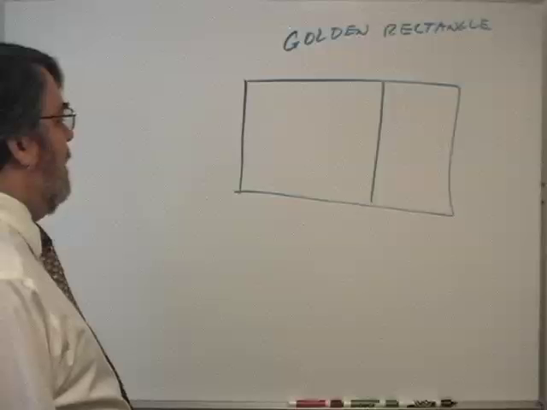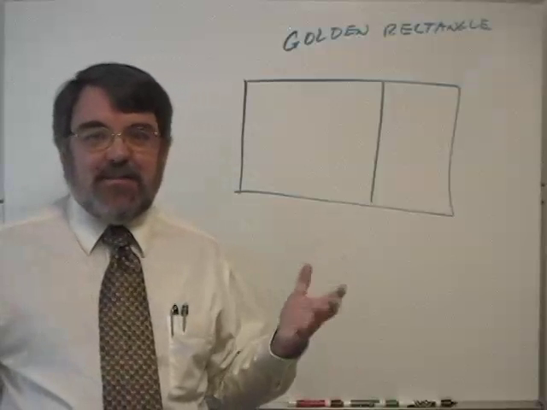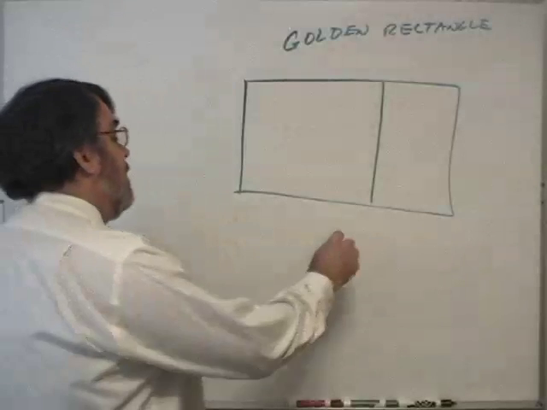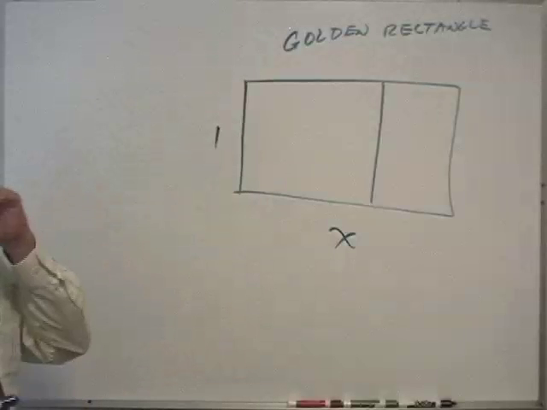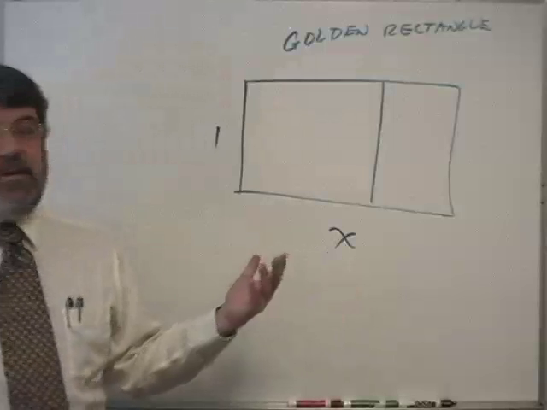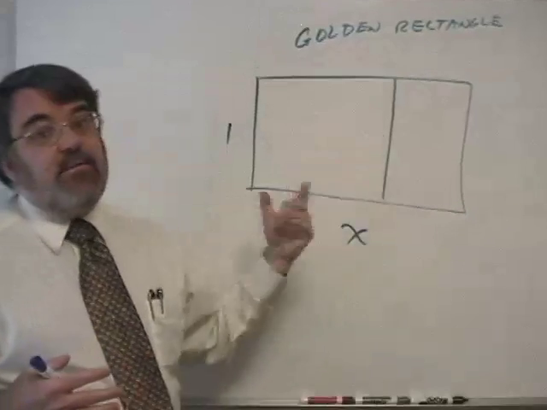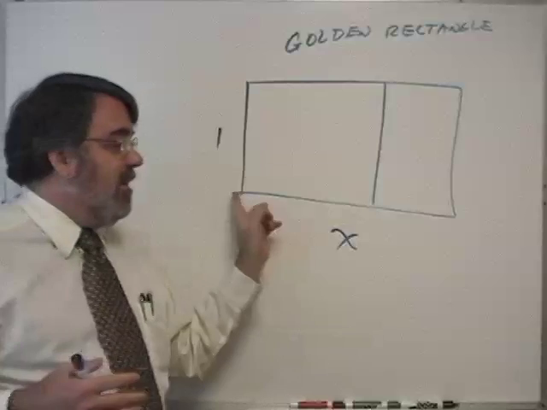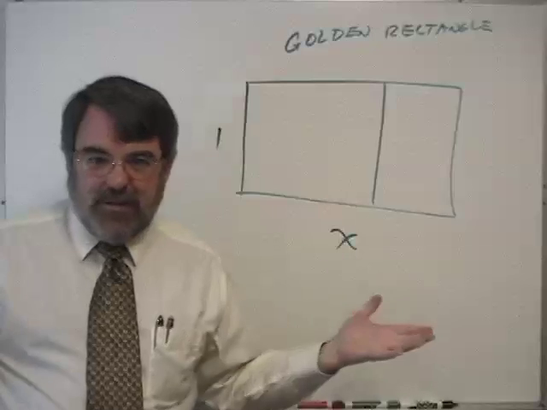All right, I want to get to the point of figuring out what this rectangle is. This whole side here I'm going to label x, and this side I'm going to label 1. The number x is going to be the number that's called the golden mean. The golden mean is the ratio of that side to that side. By ratio I mean if you take this length and divide by that length, you get the golden mean number.